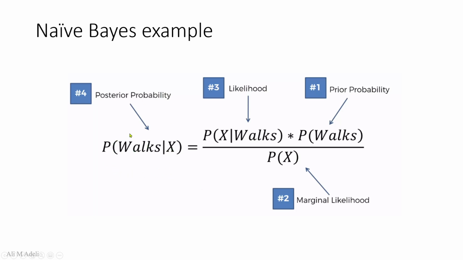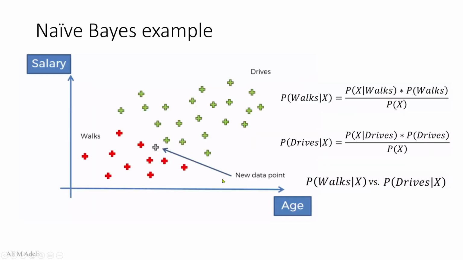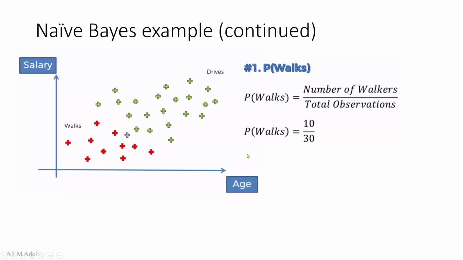The general probability of walking in our data set would be the prior probability. This is called the likelihood, the probability of observing what we're observing, basically the specific salary and age for those people who walk in our observations so far. And this is called the marginal likelihood. So let's see how we would calculate them for what we have over here. So first, the probability of walking.